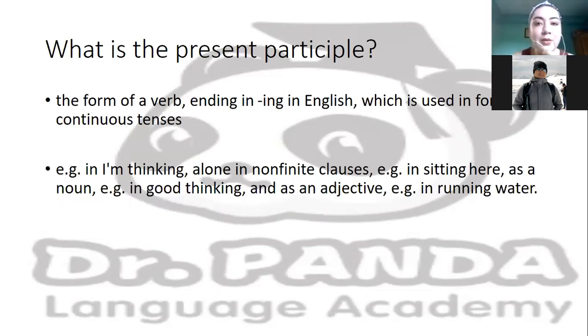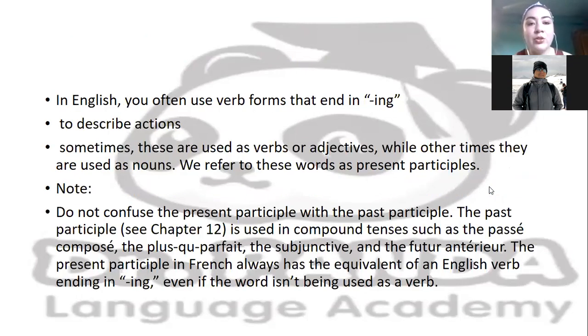Okay, so what is the present participle? The form of a verb ending in ing in English, which is used in forming continuous sentences. So for example, in I'm thinking, alone in the non-finite clauses, in sitting here as a noun, in good thinking as an adjective, and in running water. So in English, you often use verb forms that end in ing to describe actions. Sometimes these are used as verbs or adjectives, while other times they are used as nouns. We refer to these words as present participles.